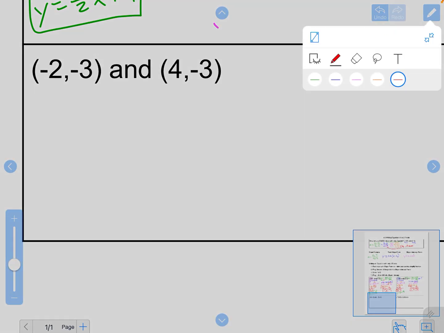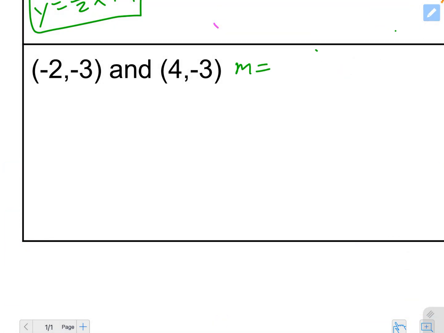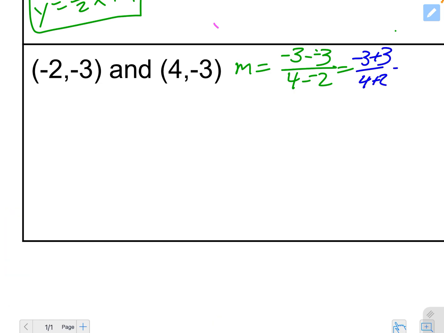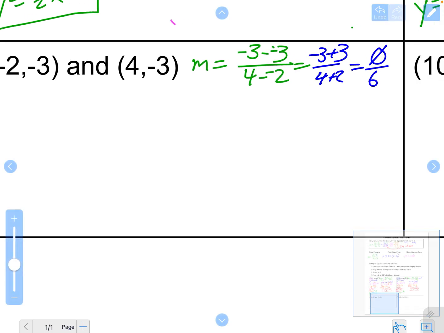All right. So first, again, we need to find our slope. So negative 3 minus a negative 3 over 4 minus a negative 2. So I get negative 3 plus 3 and 4 plus 2. So I'm going to get 0 over 6. So my slope is simply 0.